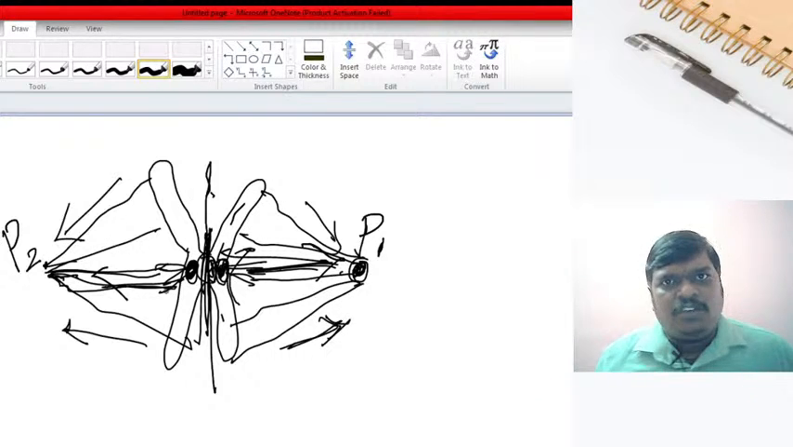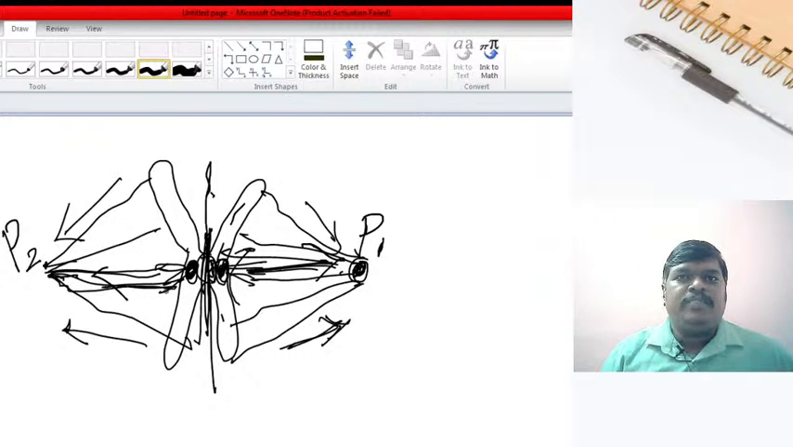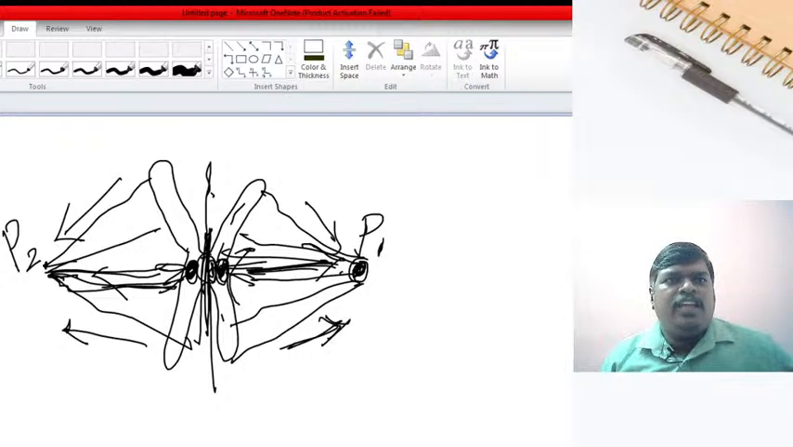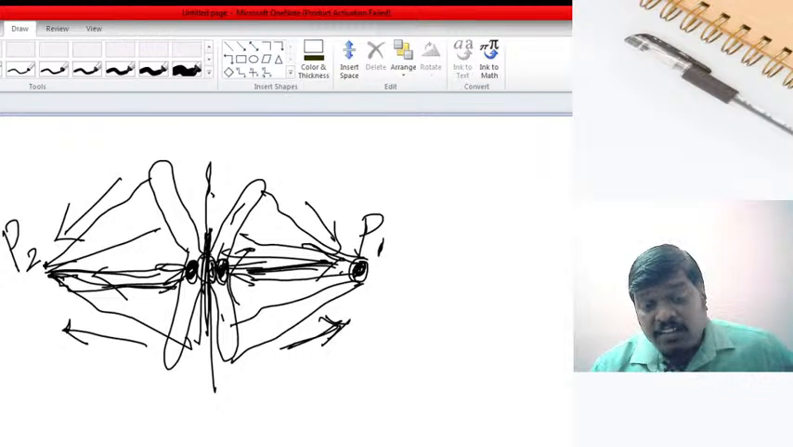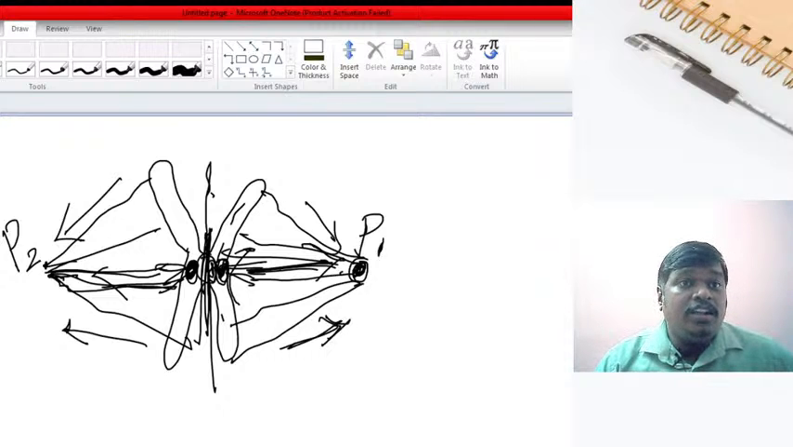Whereas in the case of amitosis, there is no equal division like this. Equal division will not be there. Equal division occurs only in the mitosis process, not in the amitosis process.